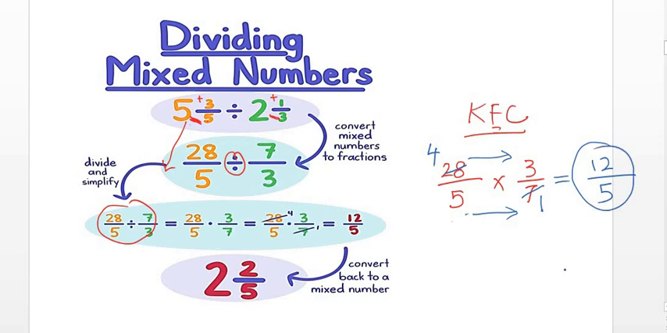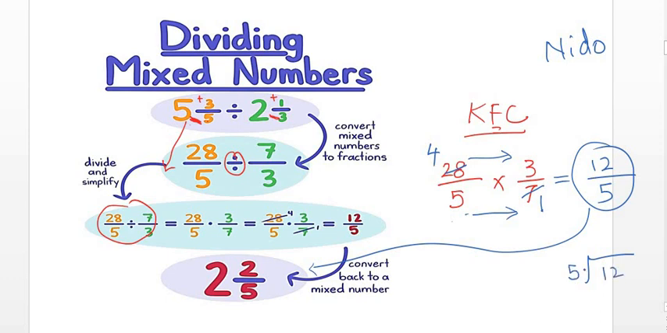Can we leave our answer like this? The answer is no. Why? Because it's an improper fraction. So whenever we get an improper fraction, it is a must to change it into a mixed number. And how do we change it into a mixed number? I told you a word, nido, means put the numerator inside this division bridge. Write 12 over here, 5 here. So 5 times 2 is 10. Subtract it, the remainder will be 2.